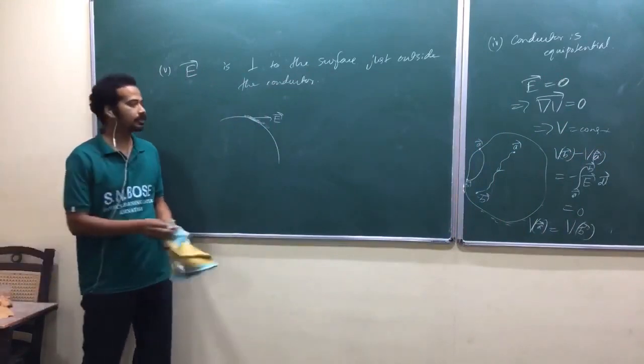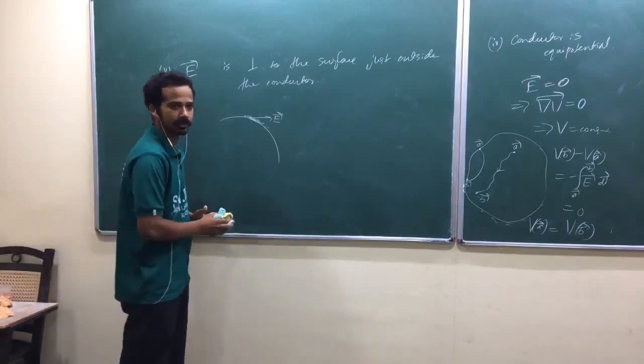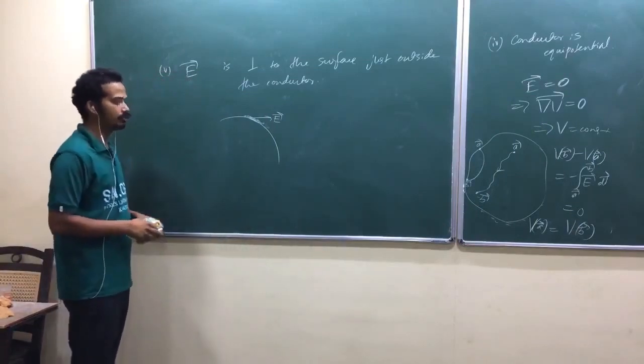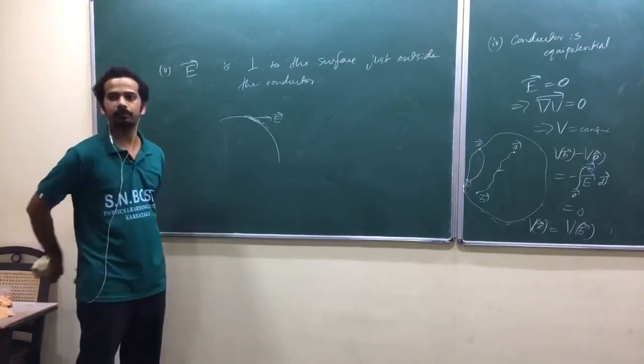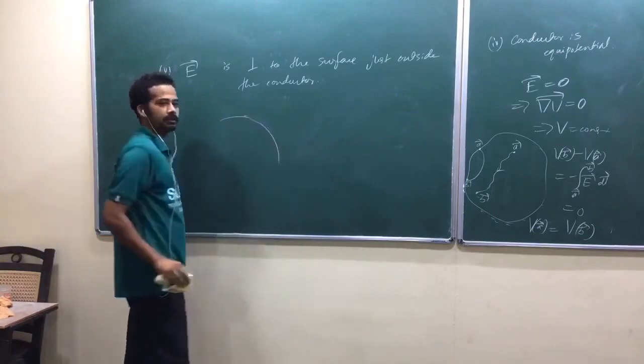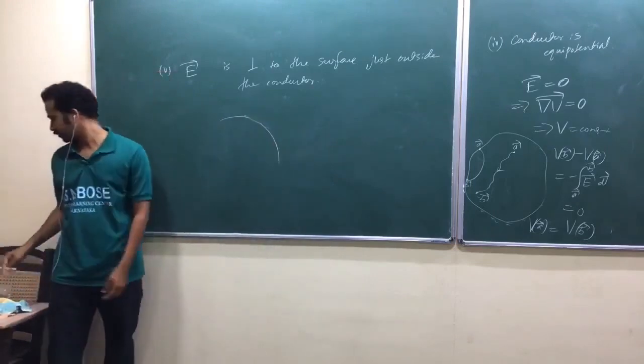If electric field is not perpendicular, then a parallel component exists. That parallel component will tend to move the charges. Again, charges will move until they cancel out their parallel component. Okay? So what is the other one? What is the other idea? Purely mathematical. I talked about boundary condition, isn't it?